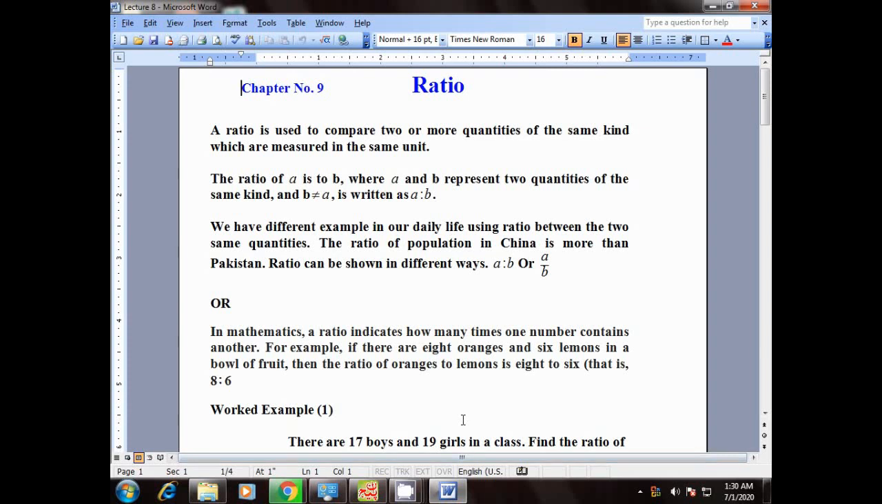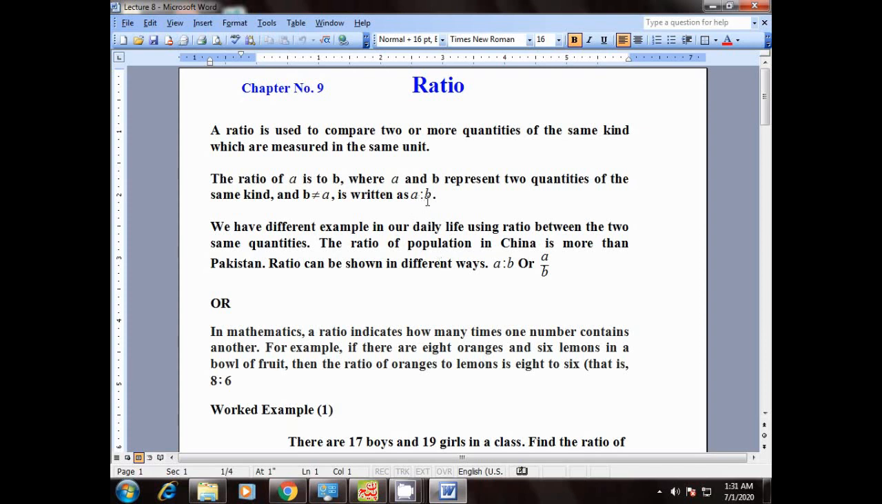Chapter number 9, Ratio. Let's define the term ratio. A ratio is used to compare two or more quantities of the same kind, which are measured in the same unit. The ratio of A is to B, where A and B represent two quantities of the same kind, and B is not equal to A, is written as the first quantity A ratio the second quantity B.